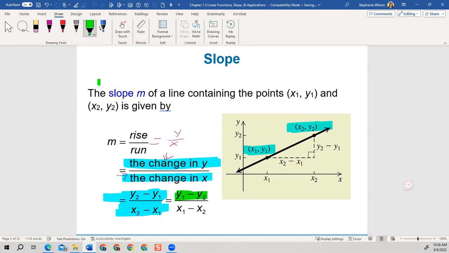You can take the y value from the first order pair minus the y value from the second, divided by the x value from the first order pair minus the x value from the second. Whichever of these methods you use, you have to stick with it. You cannot flip-flop these around, okay? Again, I like the first fraction better.